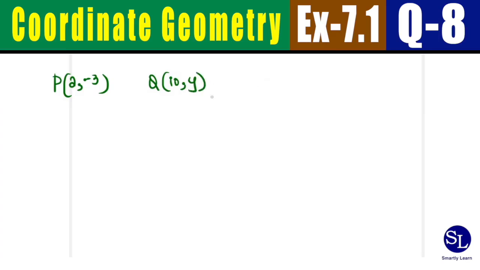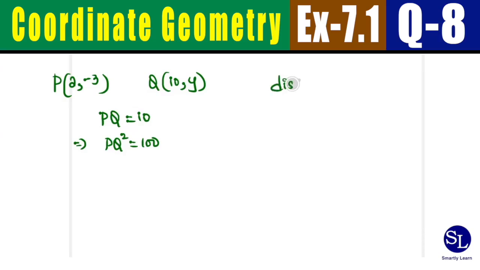It's given that PQ is equal to 10 units. So since this is given as PQ is equal to 10, I'm going to square on both sides. Which means PQ squared is equal to 100. The reason is that if I use the distance formula, there's a square root. In order to avoid that, we have simply squared.